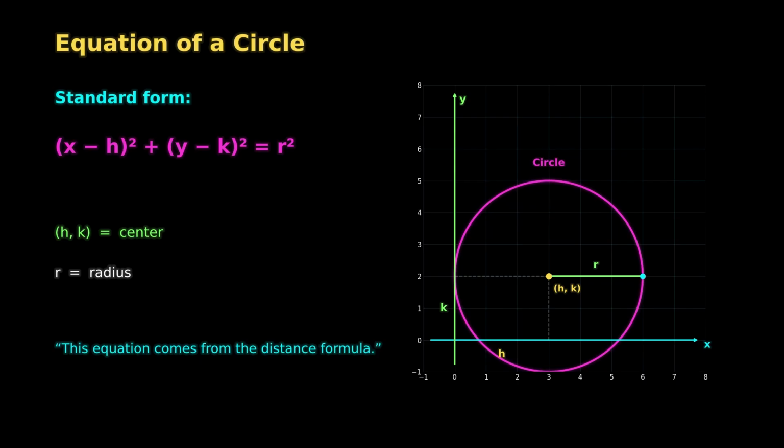The equation of a circle in its standard form is (x minus h) the whole squared plus (y minus k) the whole squared is equal to r squared. Here h and k are the coordinates of its center point and r is the radius. This equation comes from the distance formula.